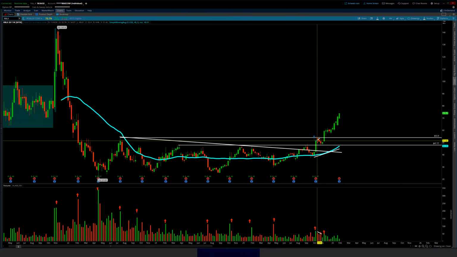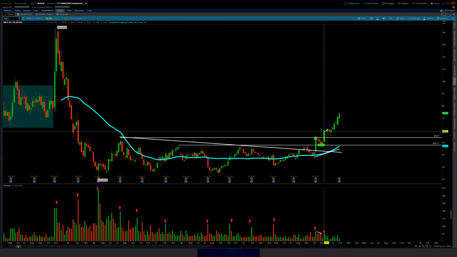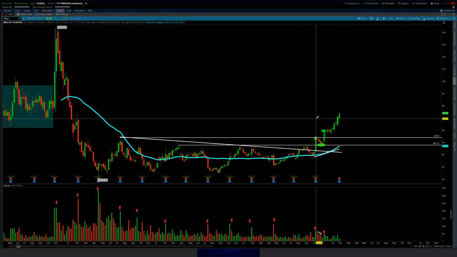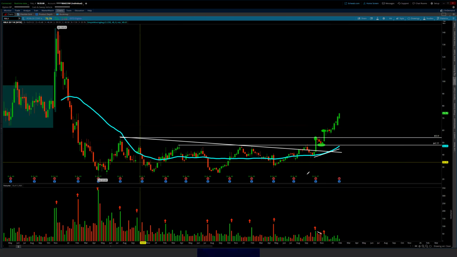Let's say you didn't get long on this candle. Let's say you didn't get long on this retest. Let's even say you didn't get long at this bar here. You damn well shouldn't be short. You have been given every single signal at this point that this thing is not going lower.